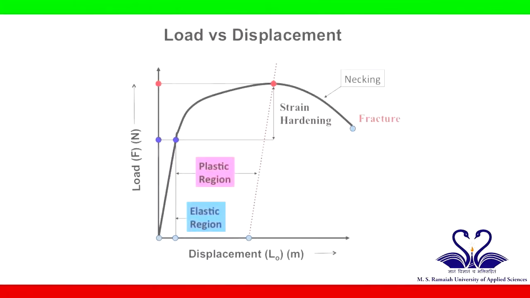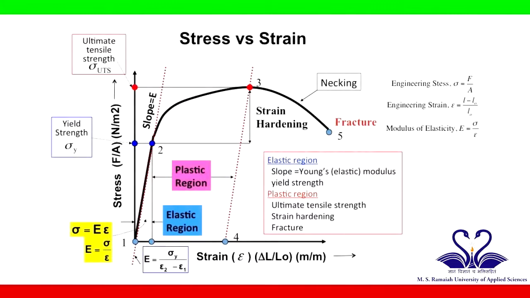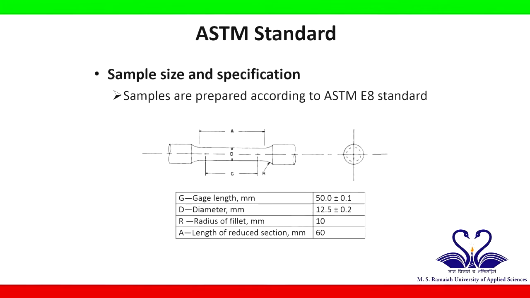The outcome of tension test is in the form of load versus displacement curve. The obtained load versus displacement curve is converted to a stress versus strain diagram. The generated stress-strain diagram can be used to calculate yield strength, Young's modulus, ultimate tensile strength, fracture strength, ductility, resilience, and fracture toughness. Sample size specification. The samples are prepared according to ASTM E8 standard.